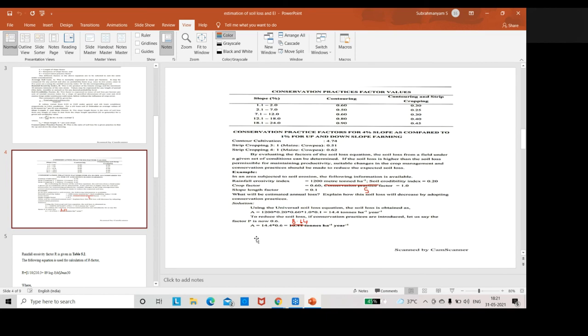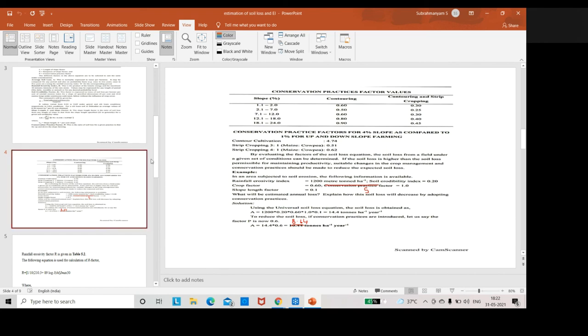The average annual soil loss A equals 14.4 that we got, and that is multiplied with the P value, that is 0.6. Then we will get 8.64 tons per hectare per year. So the average annual soil loss or erosion is reduced from 14.4 tons per hectare per year to 8.64. So conservation practices are useful for beneficial purposes.